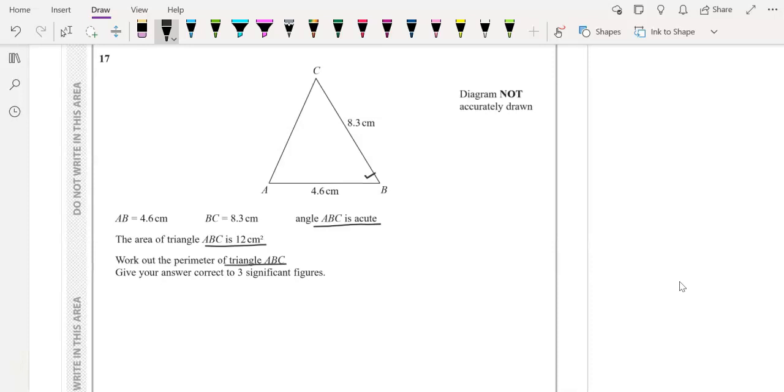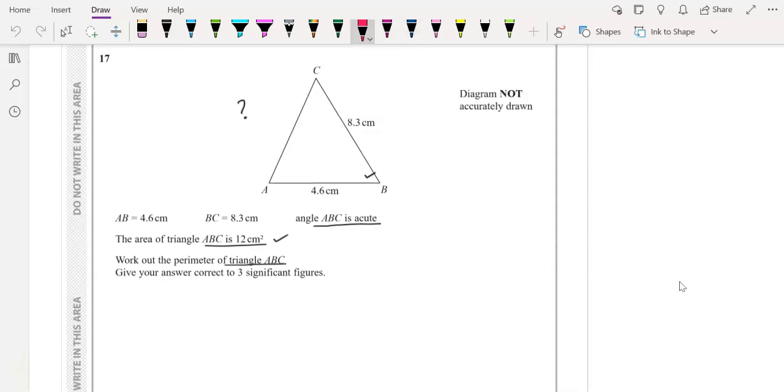To find the perimeter of triangle ABC, we need to add up all the three sides. We know AB, we know BC, so our objective is to find length AC. Once I know length AC, I can add all three sides and get my answer. Now to get AC, we don't have any information directly, but the hint is they give you the area of the triangle. You can use the formula for area of triangle to get angle B.